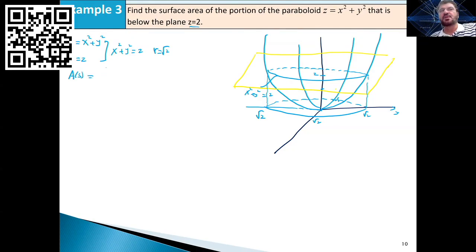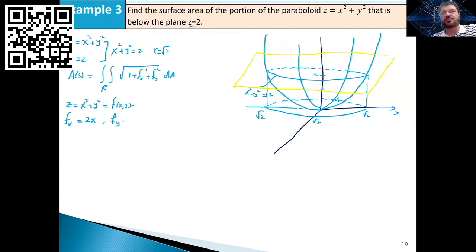The surface area is equal to the double integration of the square root of 1 plus fx squared plus fy squared dA over R. All right, now, where is f? We know that z is equal to x squared plus y squared. So this is actually our f of x, y. Let's differentiate it partially with respect to x. What do we get? We get 2x. And the partial derivative with respect to y is 2y.